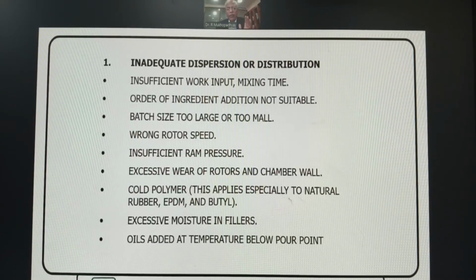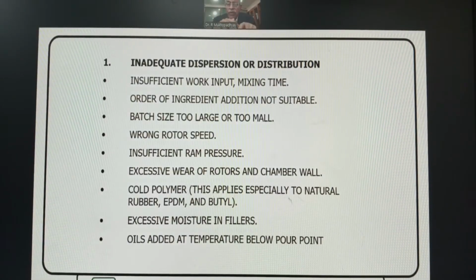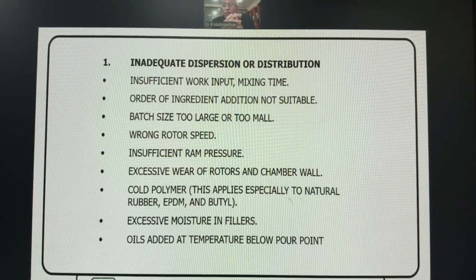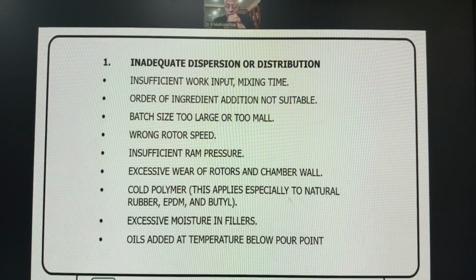Let us consider, if you are getting a dispersion or distribution problem, what is the problem in compounding? That means either the work input is insufficient, or the order of ingredient addition is not suited. The sequence of ingredient additions is equally important. Sometimes the batch size is too large or too small, underfeeding and overfeeding. Or there are wrong rotor speeds, insufficient ram pressure, excessive wear of the rotors and chambers, especially for silicone mixing. Cold polymer applies especially to natural rubber, EPDM, or butyl.